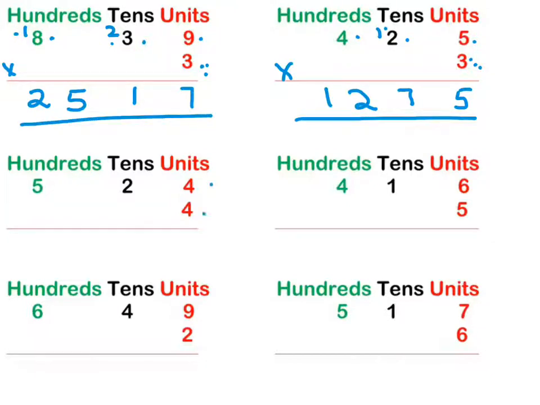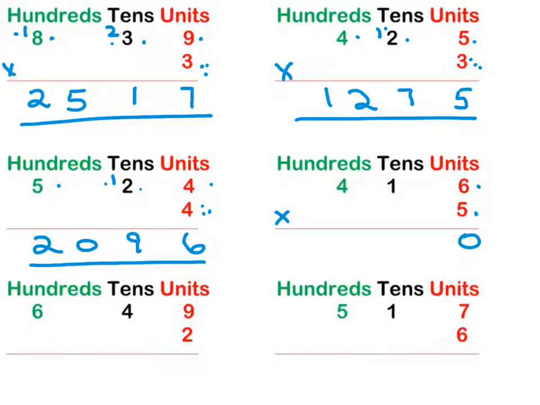4 times 4 is 16. We carry a 1 to the next column. 4 times 2 is 8, plus 1 is 9. And 4 times 5 is 20. Okay. 6 times 5, remember we're doing multiplication. 6 times 5 is 30. Write a 0, carry a 3. 5 times 1 is 5, plus 3 is 8. 5 times 4 is 20.